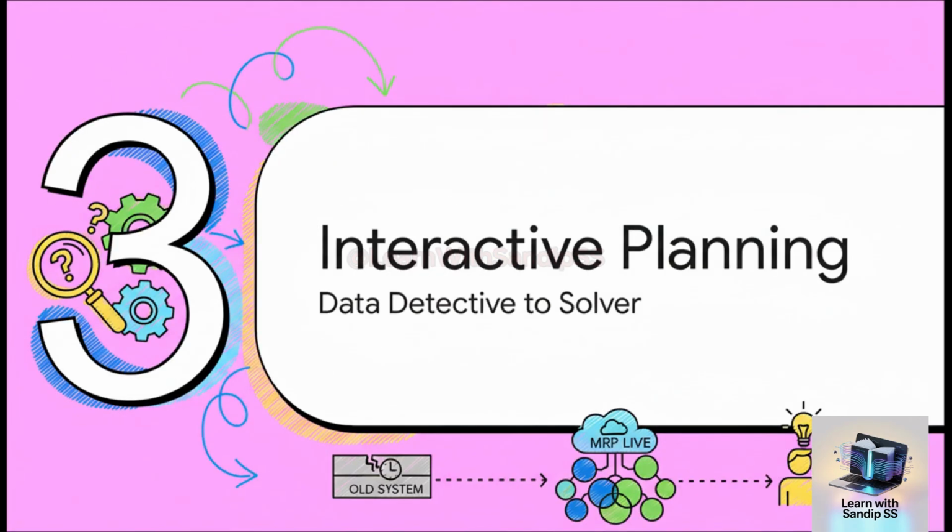Okay, so we've talked about the tech. It's fast, it's real-time, cool. But what does that actually feel like for the person on the front lines, the material planner? Well, it completely changes their job. It takes them from being a kind of data detective to a genuine strategic problem solver.